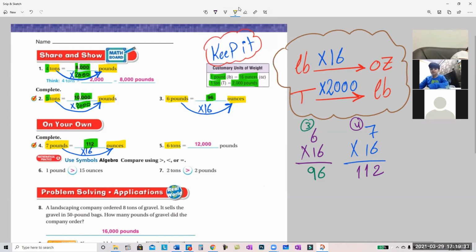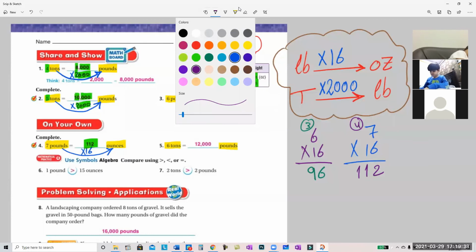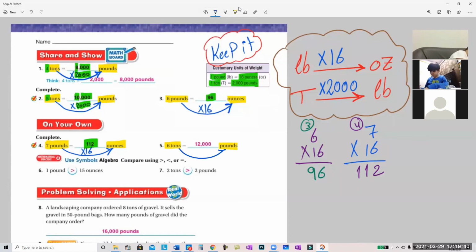The next one: 6 tons equal how many pounds? So how can we solve it? From tons to pounds, we're going to multiply by what? 2,000, not 2. 2,000, okay? Then we put 3 zeros, and 6 multiplied by 2 equals 12. So it will be 12,000 pounds. Thank you so much.